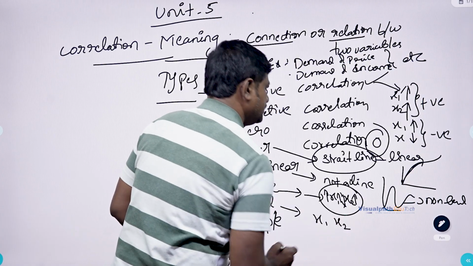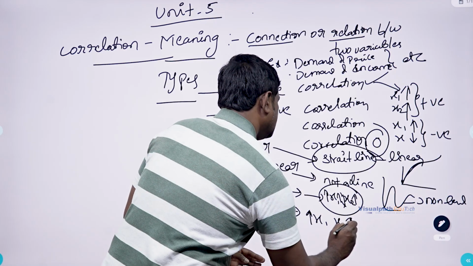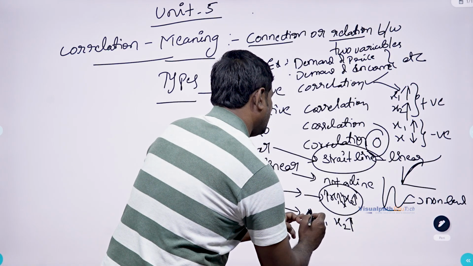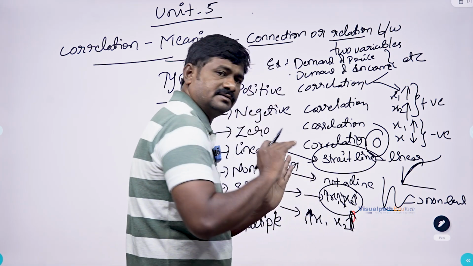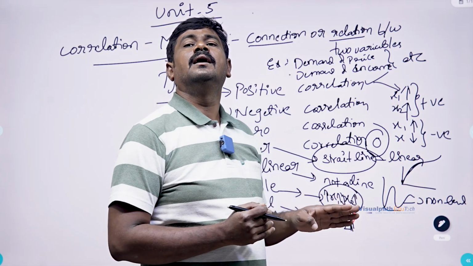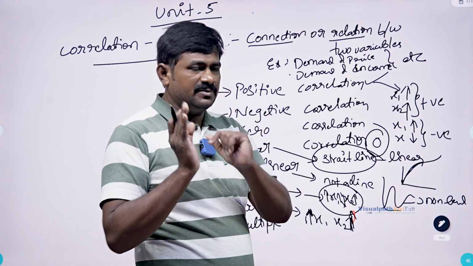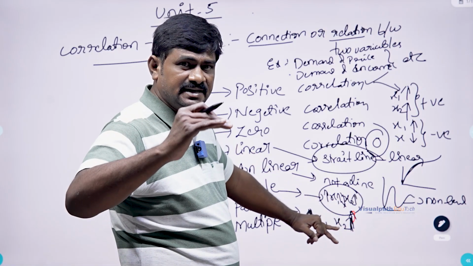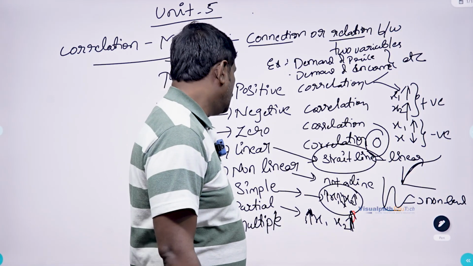x1 and x2 are two variables. When x1 increases, x2 increases. Then x1 keeps increasing up to a point, and after reaching a certain limit it no longer affects the other variable, but the other variable is still increasing. That is the partial correlation. Simple means the magnitude is the same between the variables. In partial correlation, the magnitude is constant only to some extent, and after some extent the magnitude becomes constant. That is partial correlation.